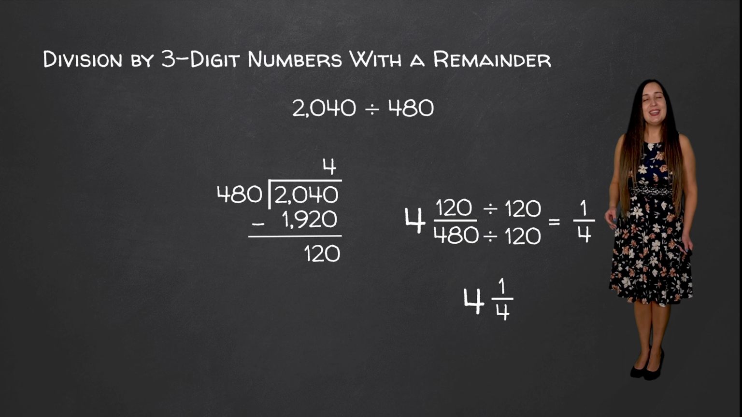Alright? So that's it for dividing by a 3-digit number with a remainder that we write as a fraction.